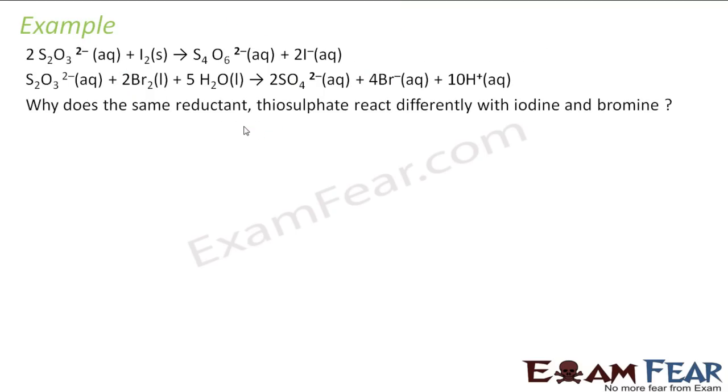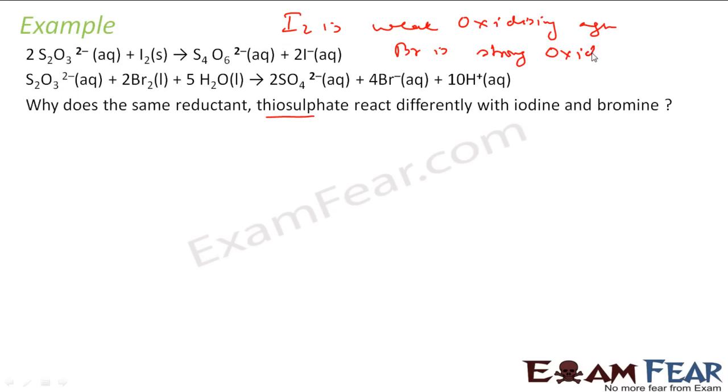So the question is, why does the same reactant, that is thiosulfate, react differently with iodine and bromine? We know that iodine is a weak oxidizing agent. We have studied this. And bromine is strong, right? Oxidizing. The strongest is fluorine. We have seen that. Why? Because fluorine F2 is not stable and this is stable, so it always tries to get reduced and it will be a good oxidizing agent. Similarly, if you compare bromine and iodine, bromine is a stronger oxidizing agent than iodine.